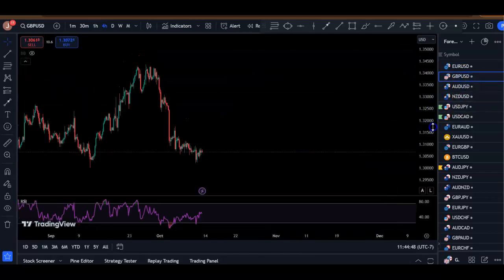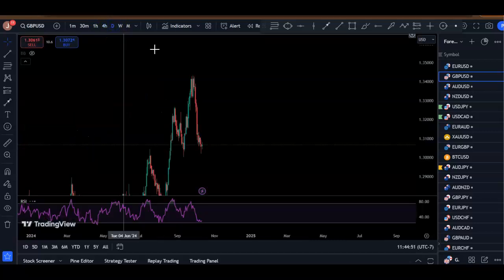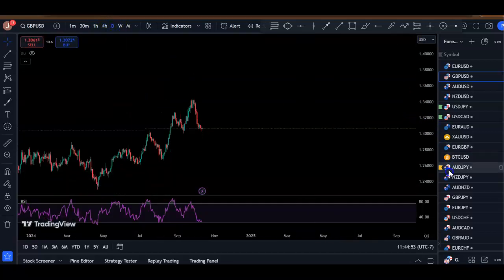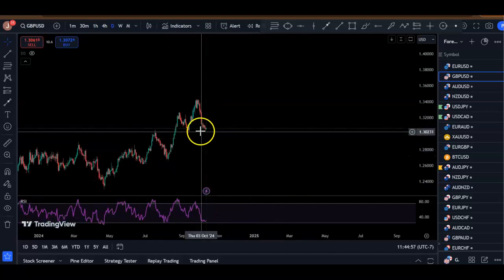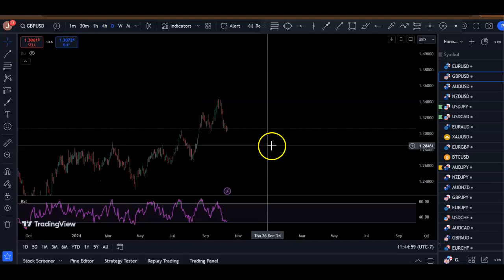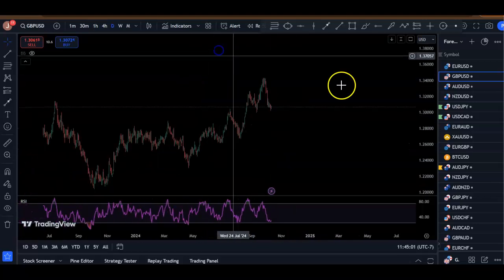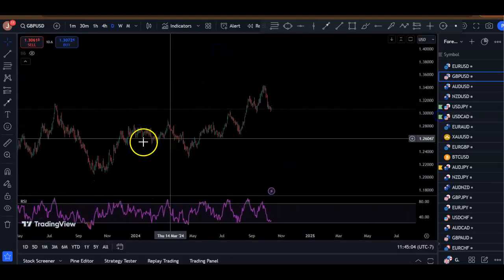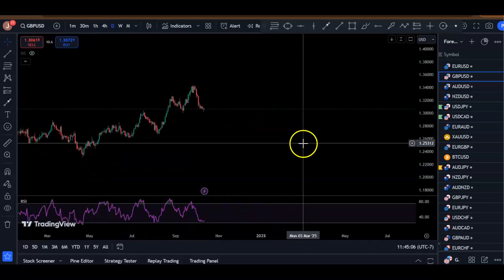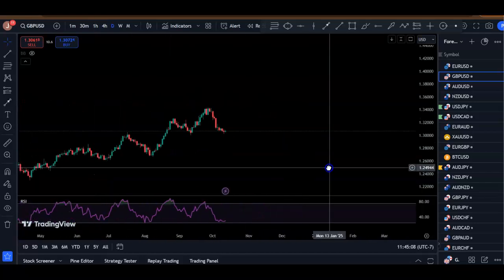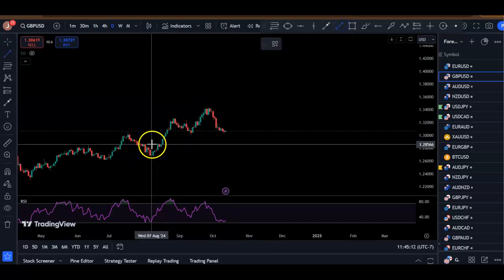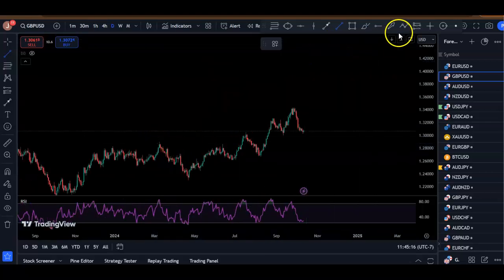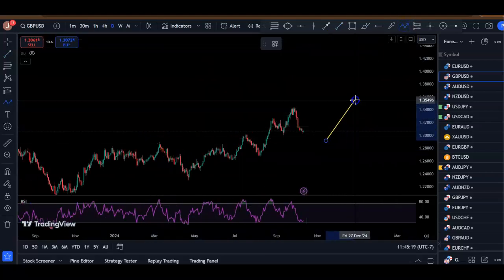Let's look at GBPUSD, how the daily looks. Okay, we are right here in the bottom of a structure. So if I look at the daily right now, the last broken structure that we can find will be this one. Let me do the analysis real quick on the daily.